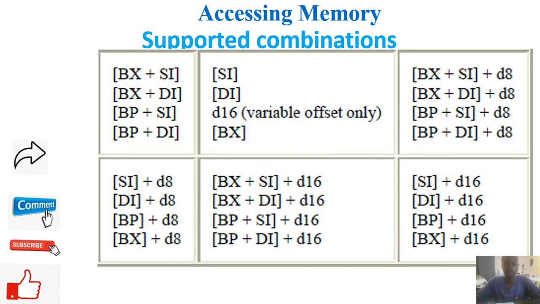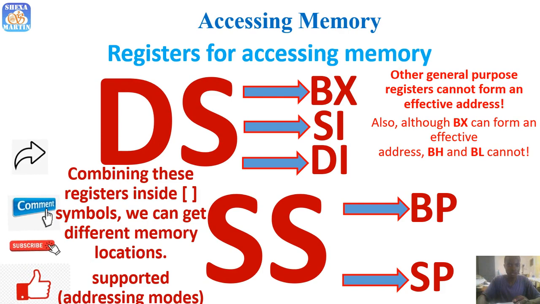Right, so here are the supported combinations. You can combine BX and SI. Before you confuse yourself with all this, let me say this: base register does not work with another base register. Index register cannot work with another index register. Right? Note this before we go any further.